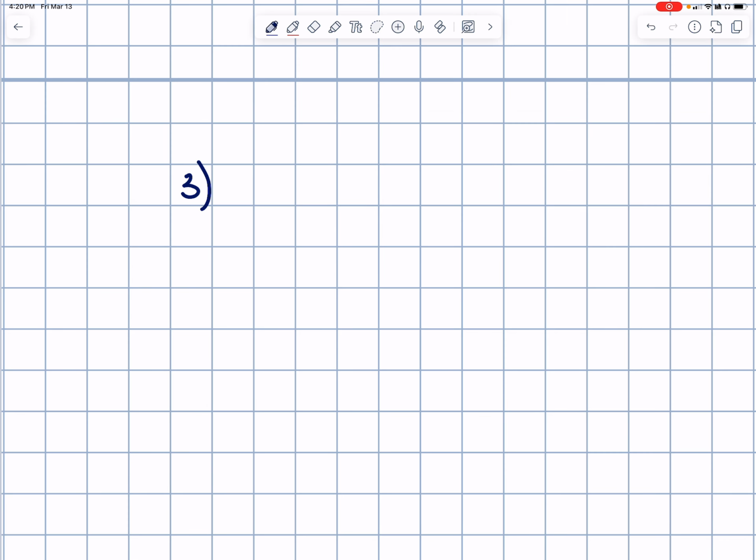This one's not trickier, but it's a little bit more lengthy. So we have 2x to the second, y to the third, in the parentheses, to the third.